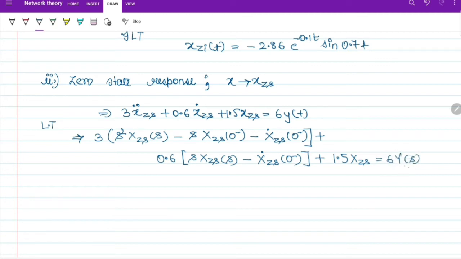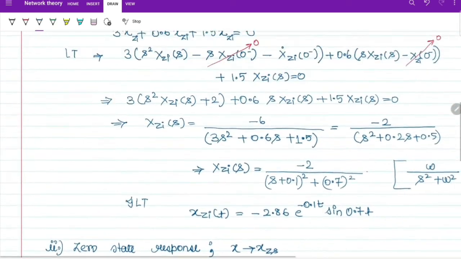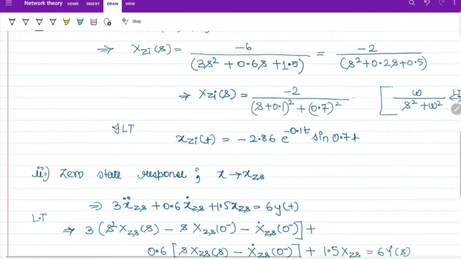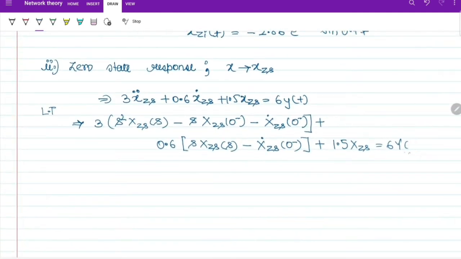Okay, so y of s is input. So what is input here? Input is step function, and what is the Laplace transformation of step function? That is 1 by s. So we can write this as 6 by s.